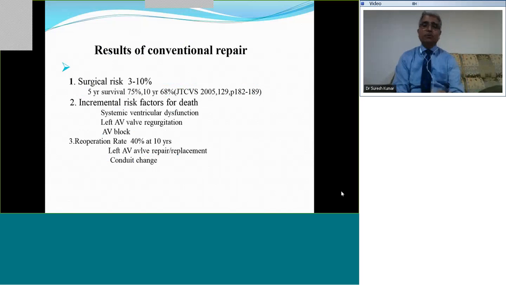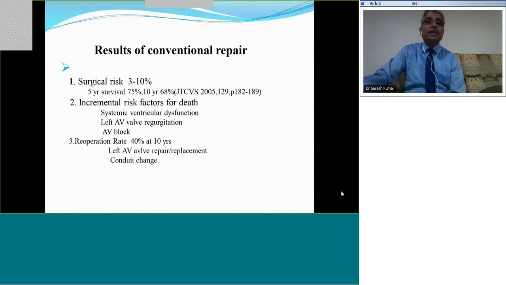Now let's look at the outcomes of some of these surgical techniques. When you do a conventional repair, the surgical risk is to the tune of 3 to 10%, and the 5-year survival is 75%, and 10-year survival is 68% from a large series that was published 10 years ago. And the incremental risk factors for death would be systemic ventricular dysfunction, left AV valve regurgitation, and AV block.